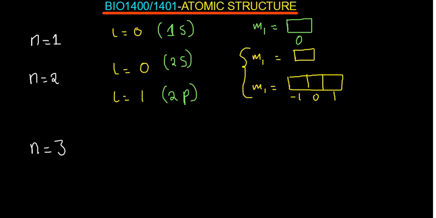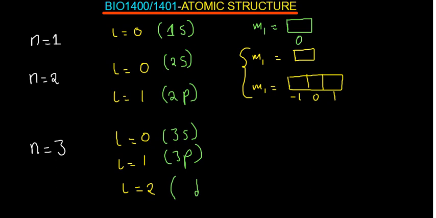This means that L, remember L is a number from 0 up to n minus 1. 3 minus 1 is 2. So meaning that L is going to be first 0, L will also be 1, L will also be 2. And remember when L is 0, this is called s orbital. Because it's coming from the third energy level, it's going to be 3s. And when L is 1, this is a p orbital. It's coming from the third energy level, this is going to be 3p. When L is equal to 2, this is a d orbital. And when it's coming from the third energy level, this is going to be 3d. So 3s, 3p, 3d.